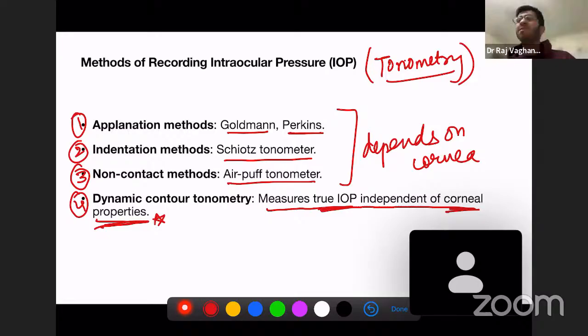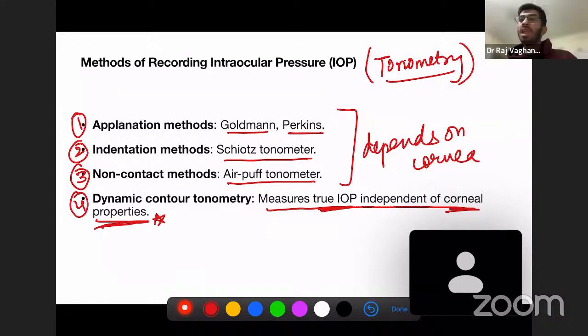Just remember, the methods of recording is one separate thing, and the tonometer classification is another separate thing. Don't mix the two, because both can come as separate questions. Methods of recording intraocular pressure: there are four methods, applanation method, indentation method, non-contact method, and dynamic contour tonometry method. And the classification for tonometers has three types: contact method, non-contact method, and the dynamic method. And we have discussed these things.